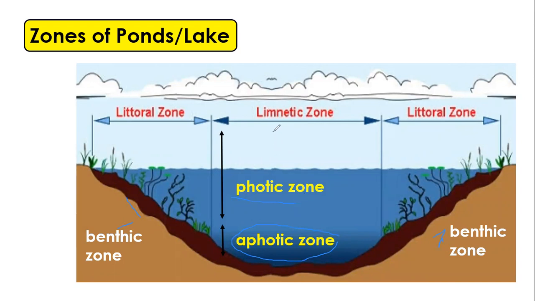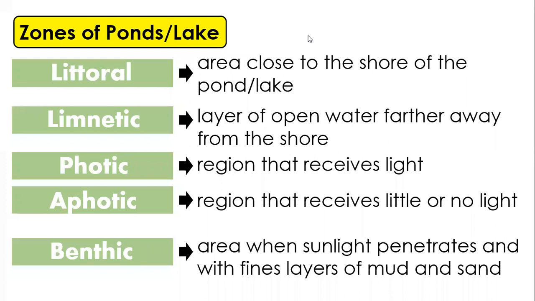We have limnetic, that is very far from the shore of the pond or lake. You have littoral. These are littoral zones, which are close to the shores of the ponds or lake. So let us know further the zones of the ponds or lake. We have littoral, limnetic, photic, aphotic, and benthic.